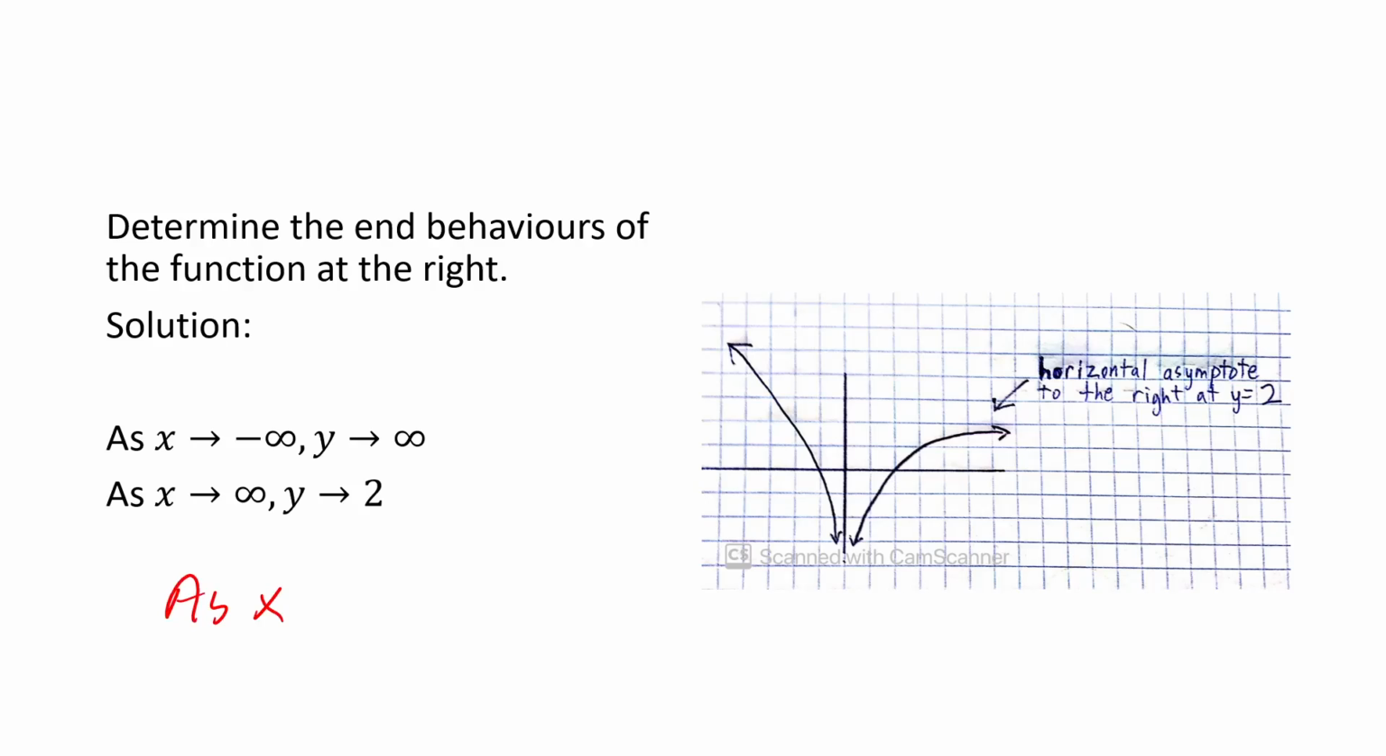So 99 times out of 100, if you're asked for end behaviors, you're going to write this. As x goes to negative infinity, y goes to blank. As x goes to positive infinity, y goes to blank. And you're going to fill in the blanks.